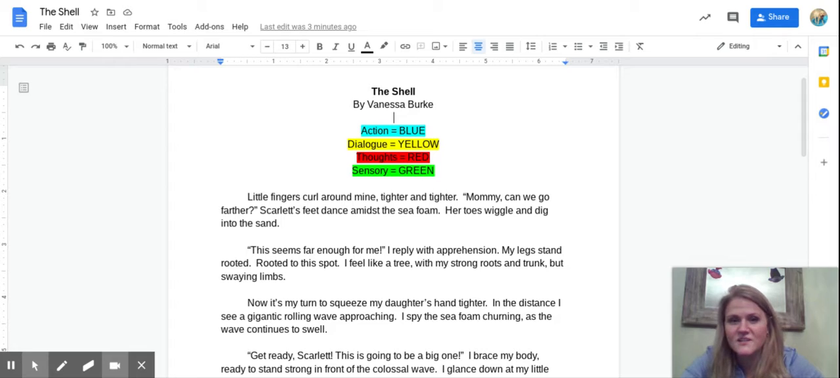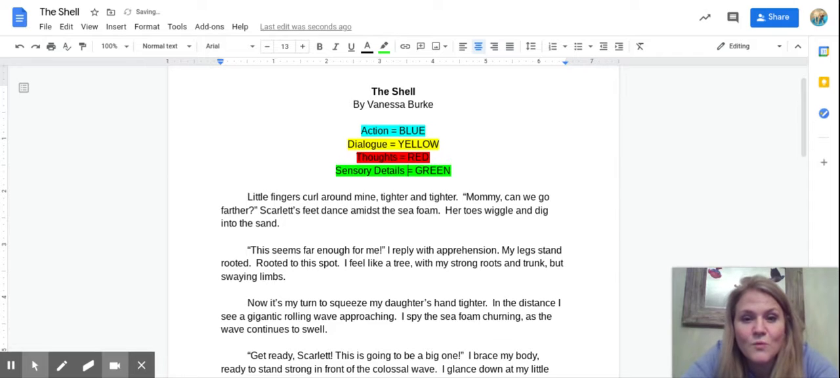Yesterday, we worked so hard to add more actions into our story. And we know that actions show the reader what's going on, but actions also show what the character is feeling when we use those show, not tell details. So one of the ways that writers make sure their story is balanced for their reader is by thinking about how to balance action, dialogue, their thoughts, and sensory details.